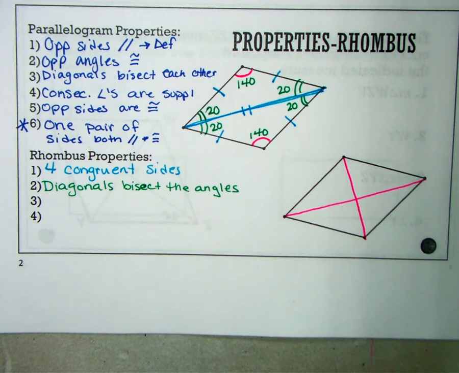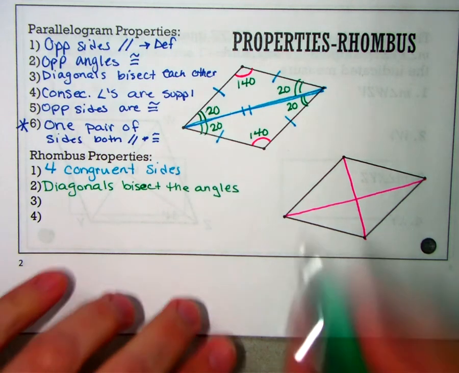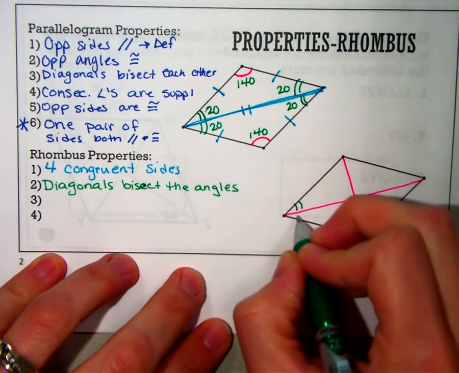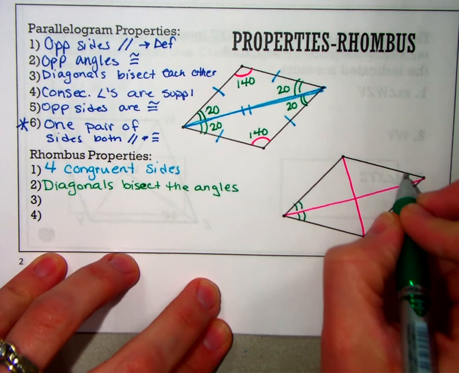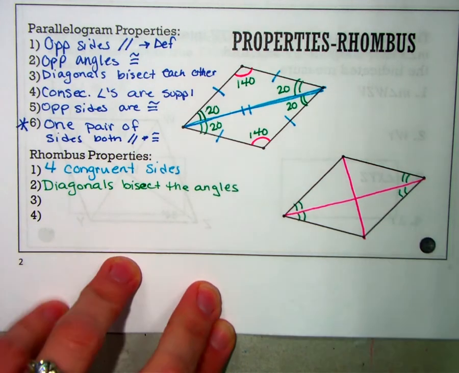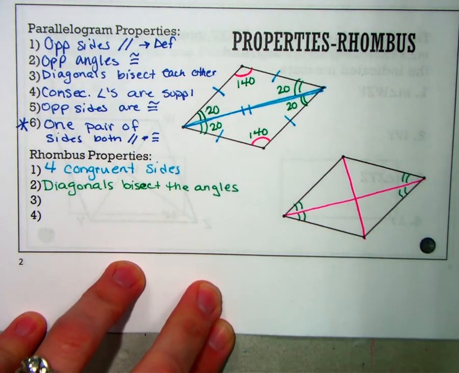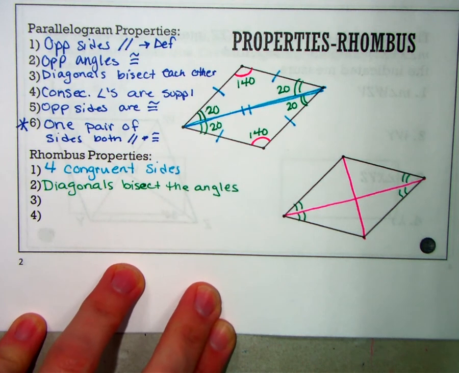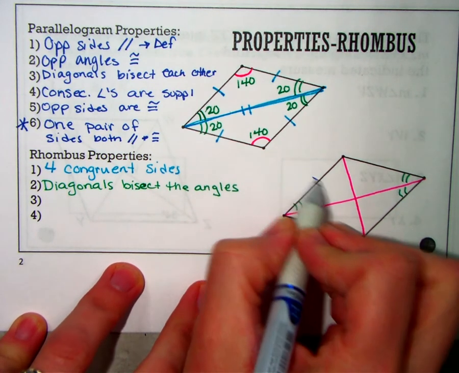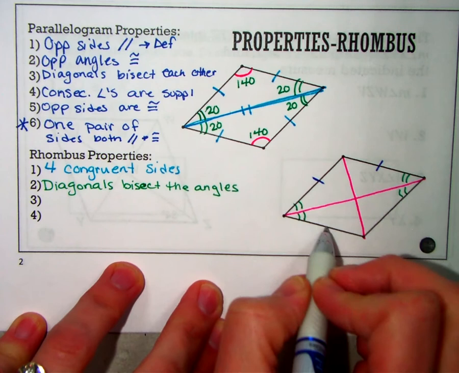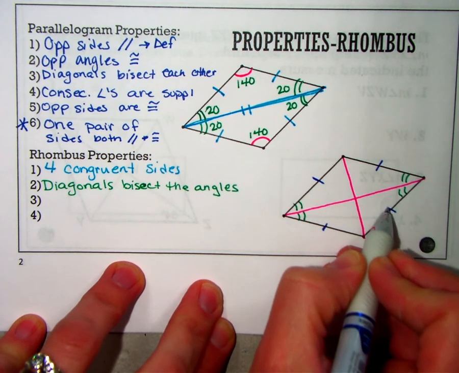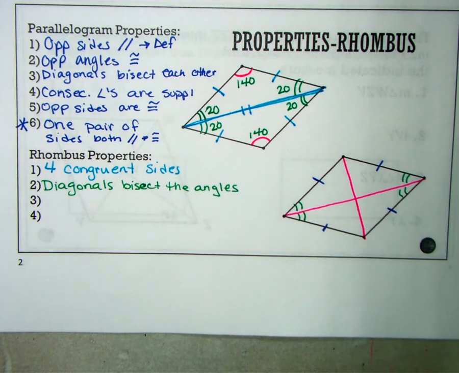All right, so I went ahead and drew both diagonals in there. Here's what we know so far. I know this angle is congruent to this angle, is congruent to this angle, is congruent to this angle. That's what we just talked about. I also know from the definition, I know this is congruent to this, is congruent to this, is congruent to this. That's what I know so far.